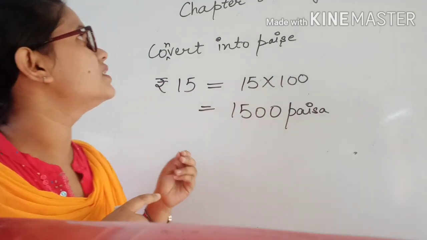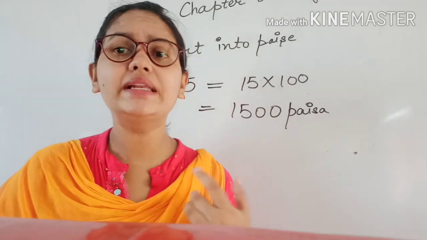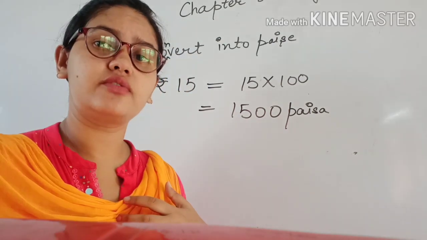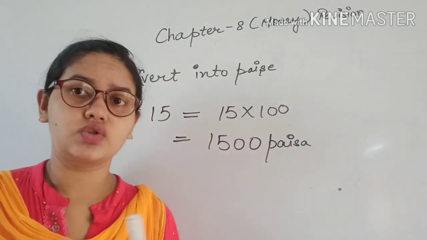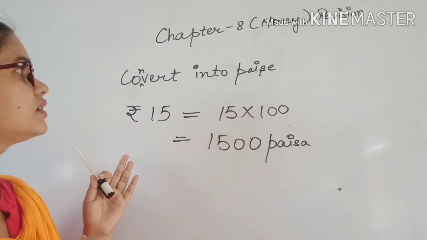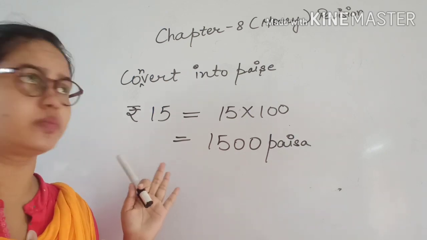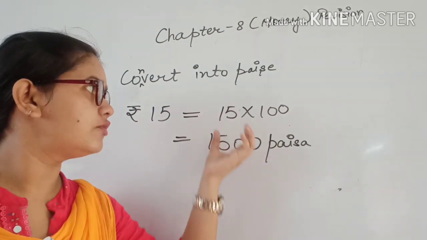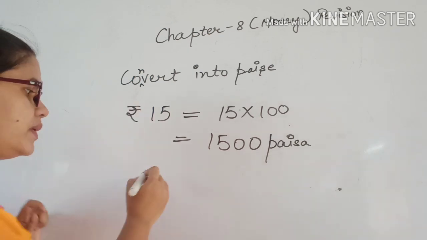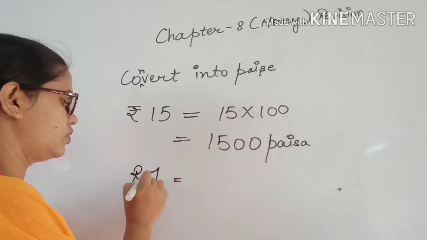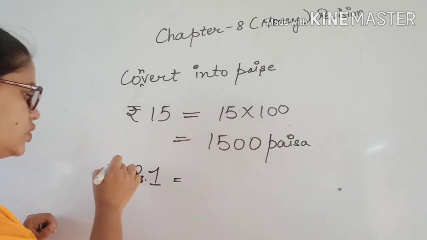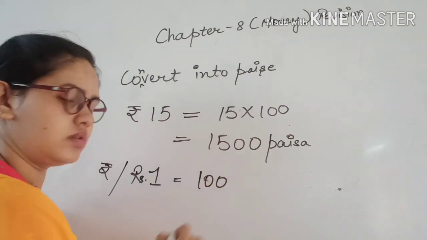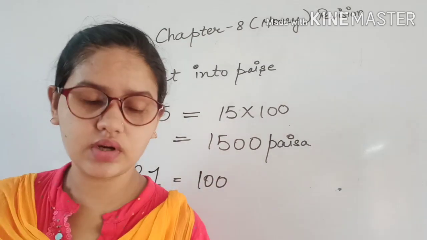So you can see in chapter 8a we learn how we have to do the conversion of rupees. So students, where we have 15, that is 15 rupees, and when we multiply by 100, how do we convert it? We convert by 100 because 1 rupee, you can write RS or the sign of rupee, is equal to how many paisas? That is written in your book, 100 paisa.